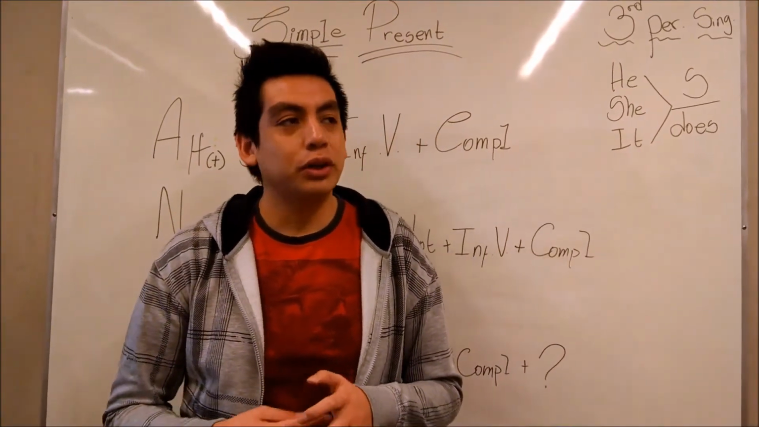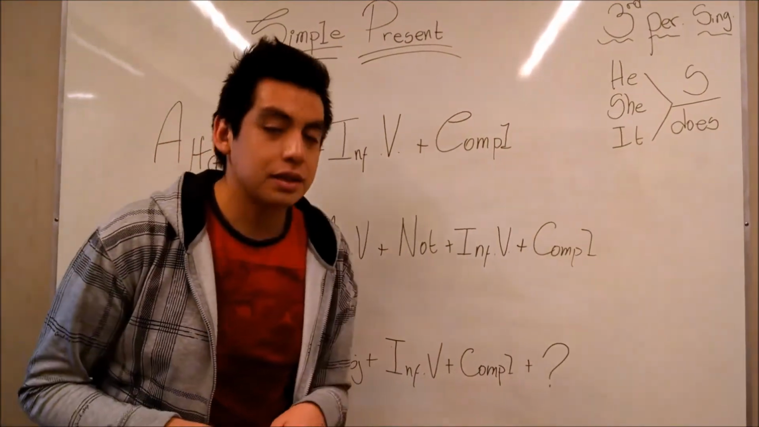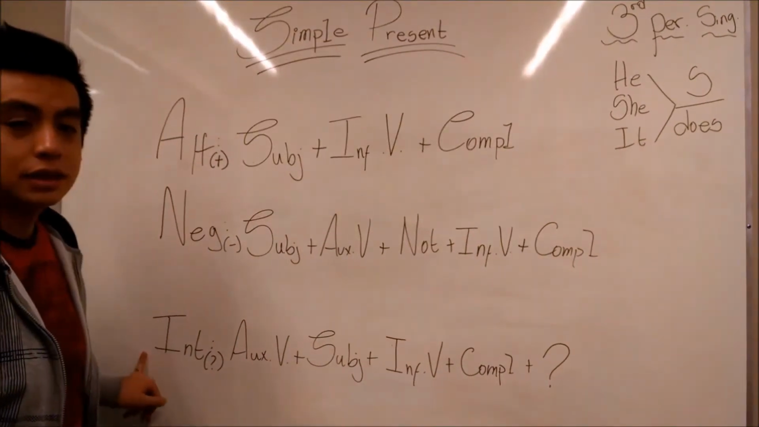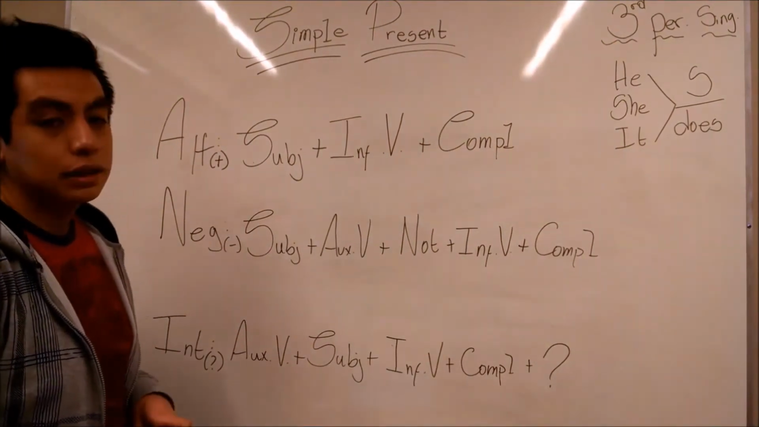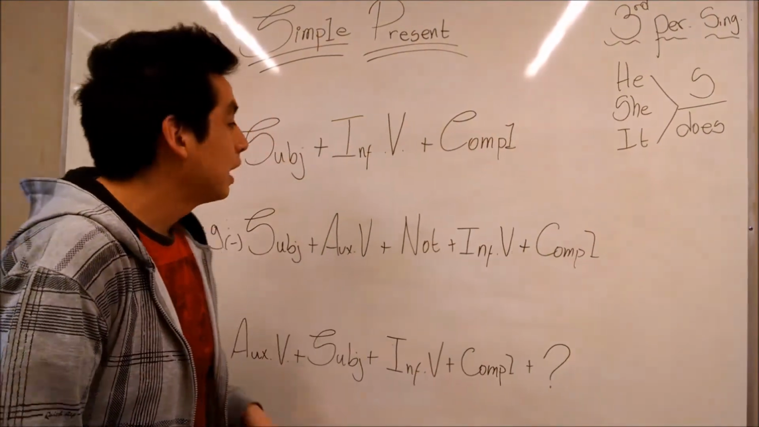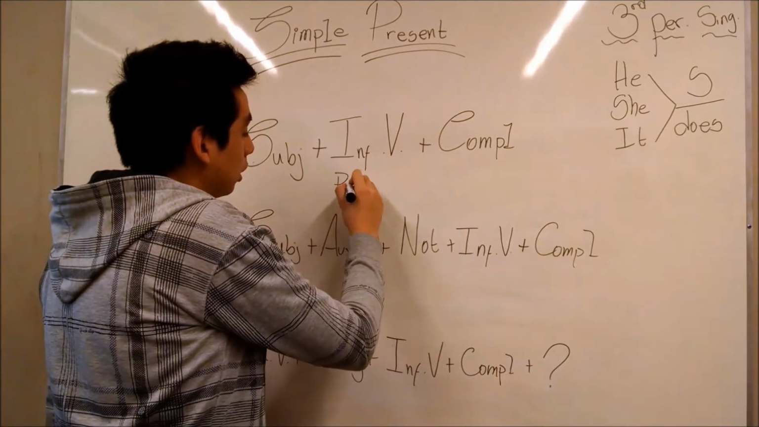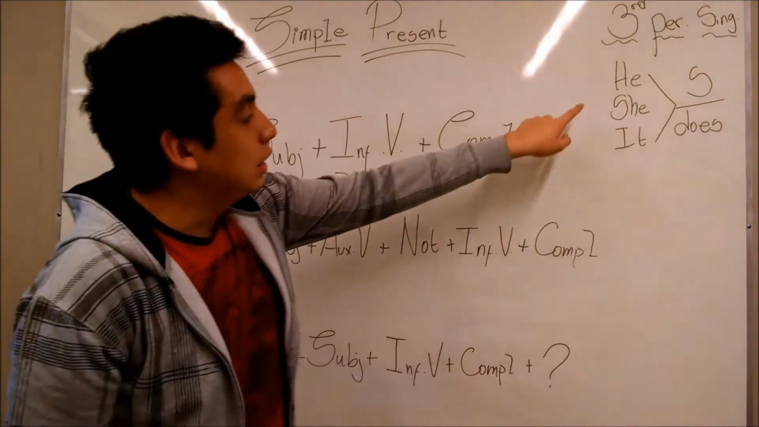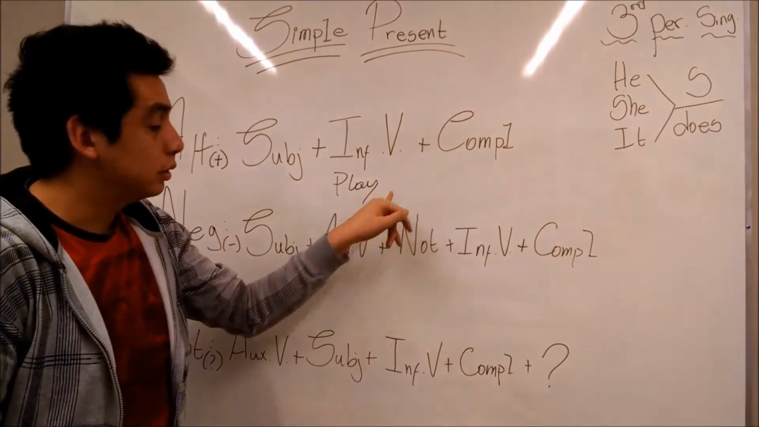So, first of all, we're going to see some structure of simple present tense. This tense has three types of sentences: affirmative sentences, negative sentences, and also interrogative sentences. In the first place, we have affirmative sentences that always go with a subject plus an infinitive verb, then a complement. For example, in this case, play, if the subject is he, she, or it, we have to add an s at the end of our verb.